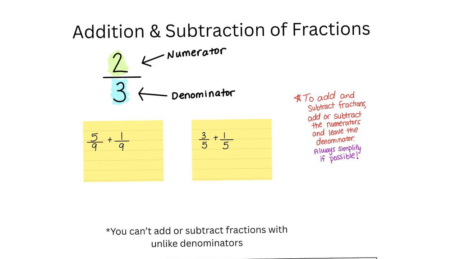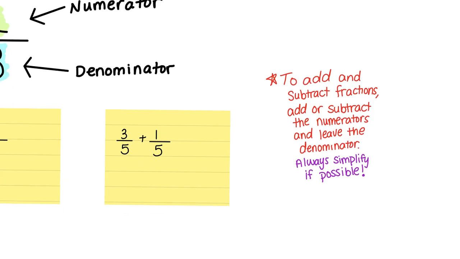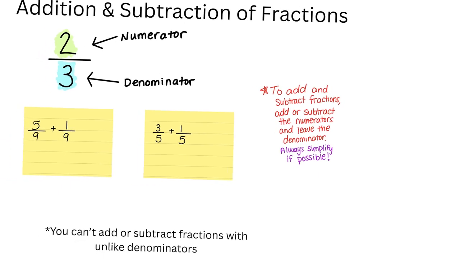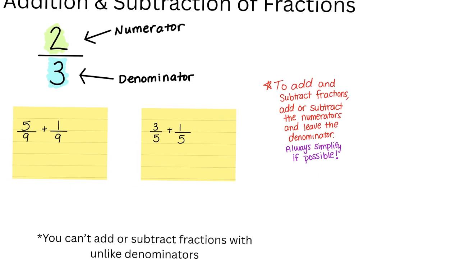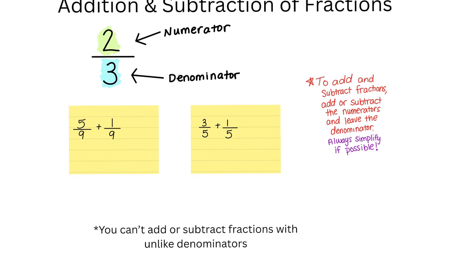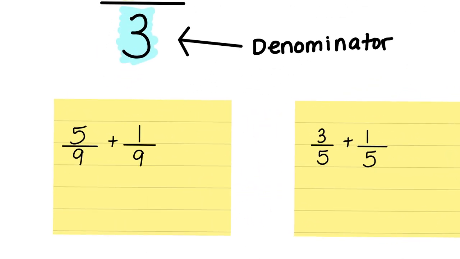You can see I added a little note here. It says to add and subtract fractions, you're going to add or subtract the numerators and leave the denominators alone. Now, we are going to talk in a minute about what happens when the denominators are not the same. But if you look at the first two examples, both of these examples have two denominators that are the same. So if we look at this first one, 5/9 plus 1/9.